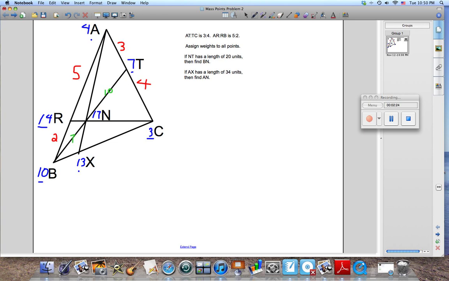Between n and b, so if nt has a value of 20, it's pretty easy. That's a 20, so it has to be doubled. So the distance from n to b has to be doubled, so that's a 14. So the distance from n to b is going to be 14.